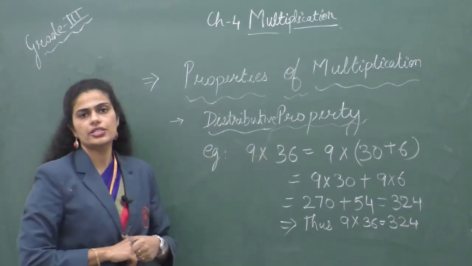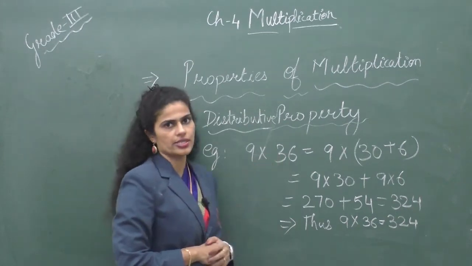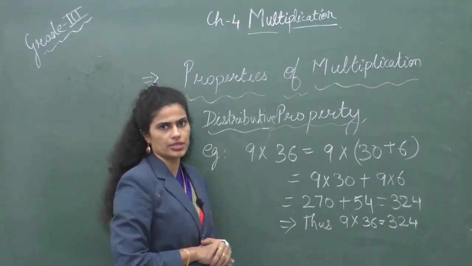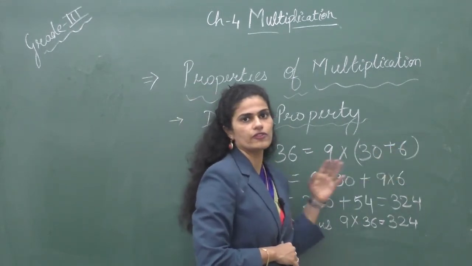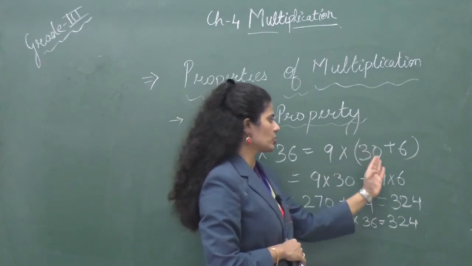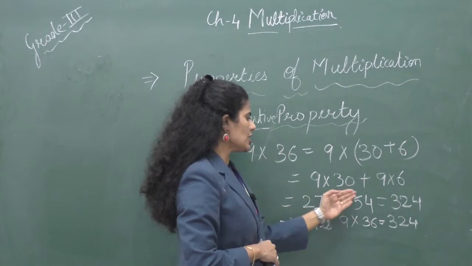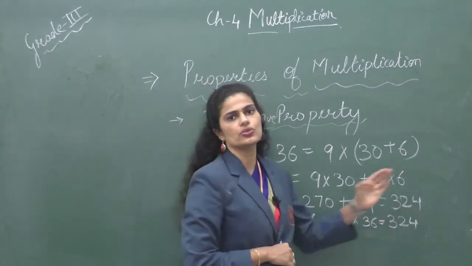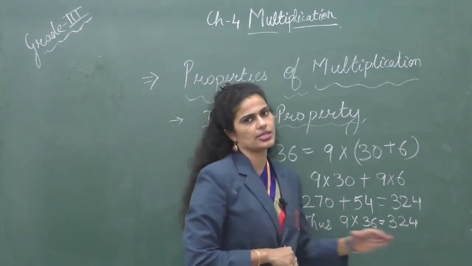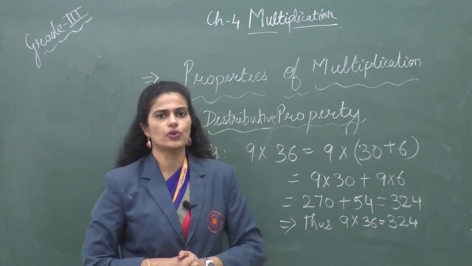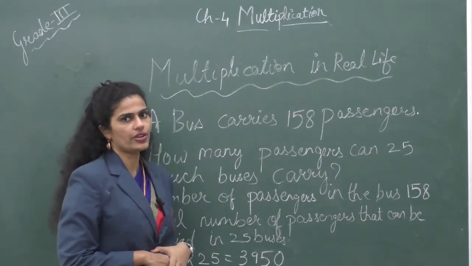Next property, distributive property. So example of distributive property is 9 into 36. Here we will break the number 36 like 9 into (30 plus 6). Now we will open the brackets, 9 into 30 plus 9 into 6. So we get 270 plus 54 is equal to 324 as the product. Thus 9 into 36 is equal to 324.